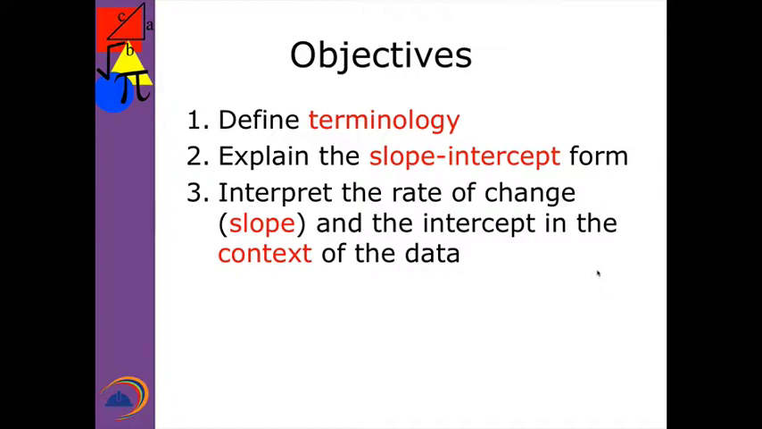Number 2, what we're going to do is explain the slope-intercept form. And number 3, we're going to interpret the rate of change, which is just another term for slope, and interpret it in context of the data. So it's going to deal with data. I know that in math we deal a lot with just plain old naked numbers, but these are going to have some value and some meaning. So pause the video if students still need to finish, and I'll meet you back here in a minute.